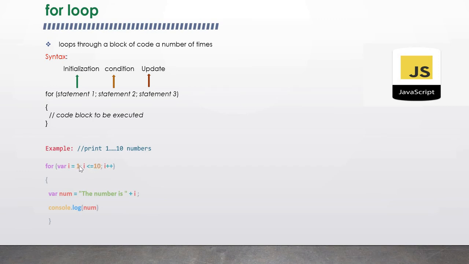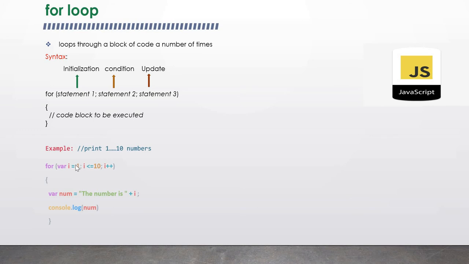So since i equals 1, the condition should be i less than. The value of i should always be less than 10, so that's why I said less than, but it should be up to 10 since I have to cover 10 also. So this is my condition: i less than or equal to 10.